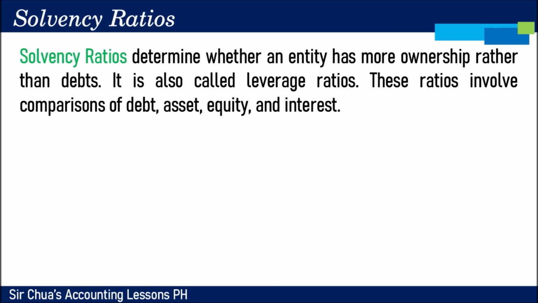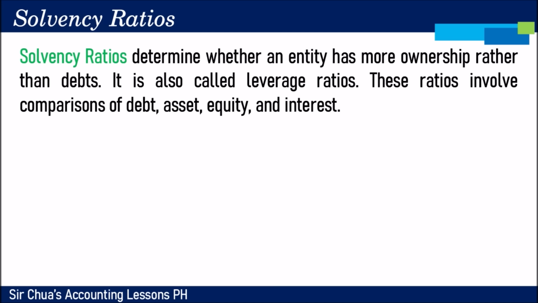Solvency ratios determine whether an entity has more ownership rather than debts. So, ang tinitignan naman natin sa solvency ratios is gaano kalaki ba talaga ang utang ng company. Okay? It's also called leverage ratios. These ratios involve comparisons of debt, asset, equity, and interest. But actually, solvency ratios is how solvent the company is. Baka masyadong malaki yung utang natin, hindi na tayo solvent.